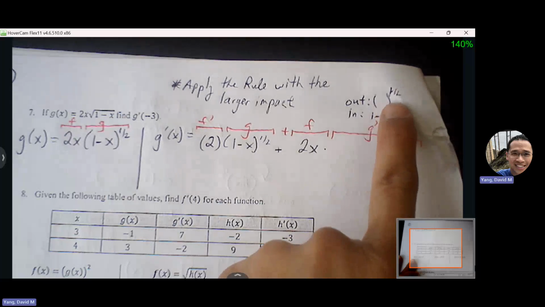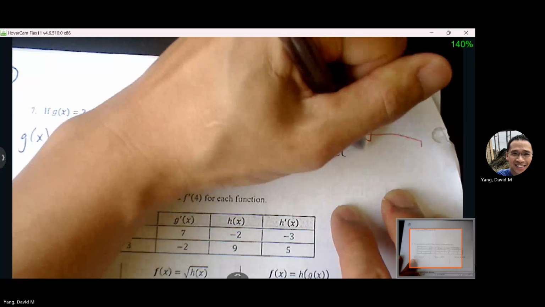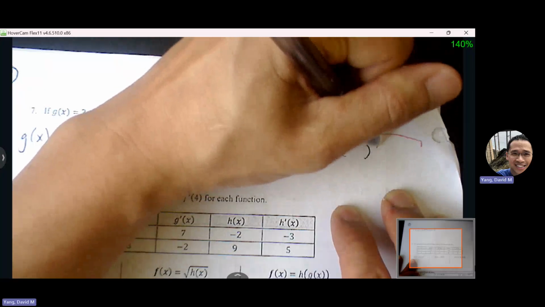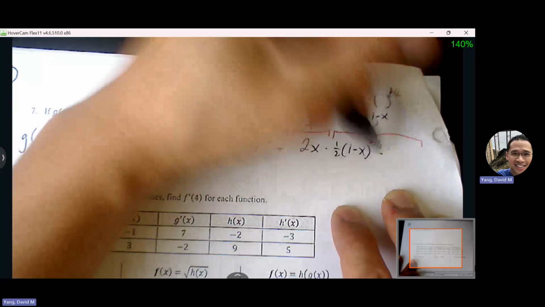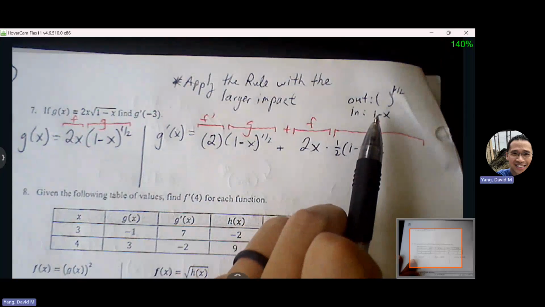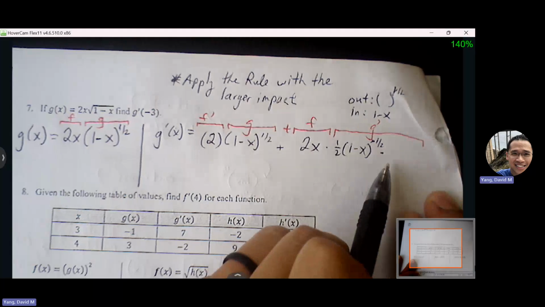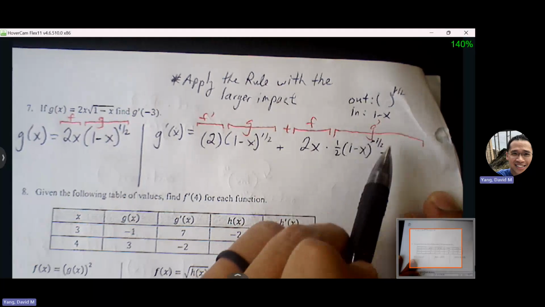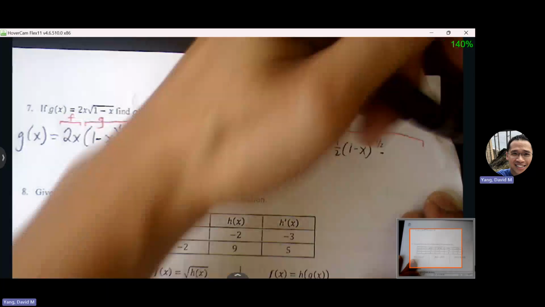So outside derivative, parentheses to the 1/2 becomes 1/2 to the negative 1/2. Keep the 1 minus x alone. And then times the inside derivative, 1 minus x becomes what? Times, what's 1 minus x derivative? -1, yeah.